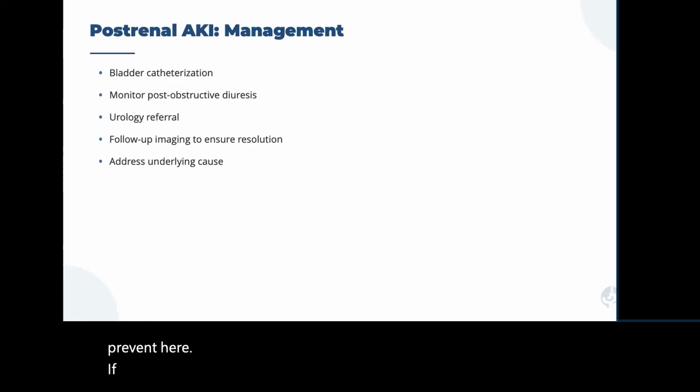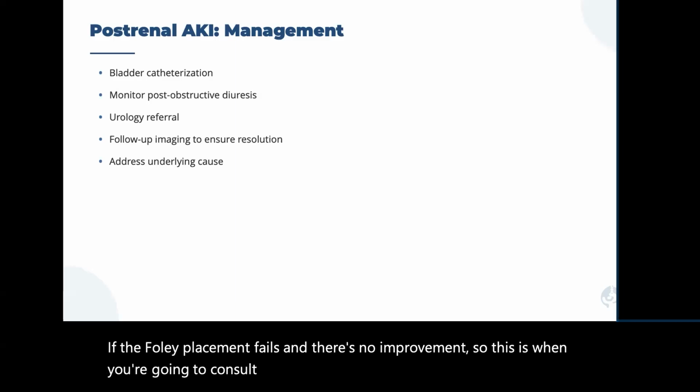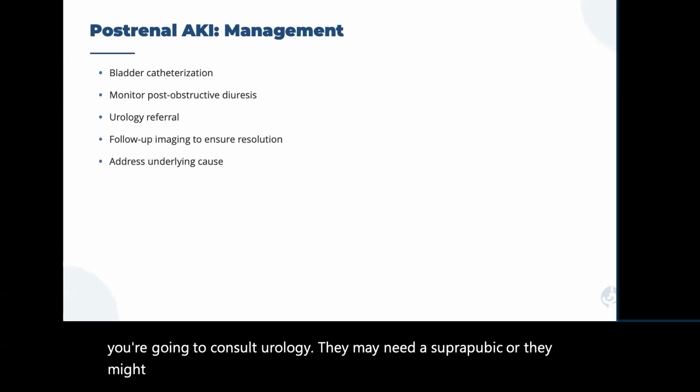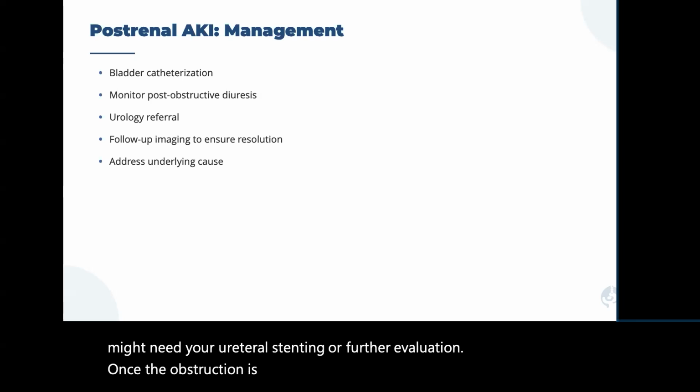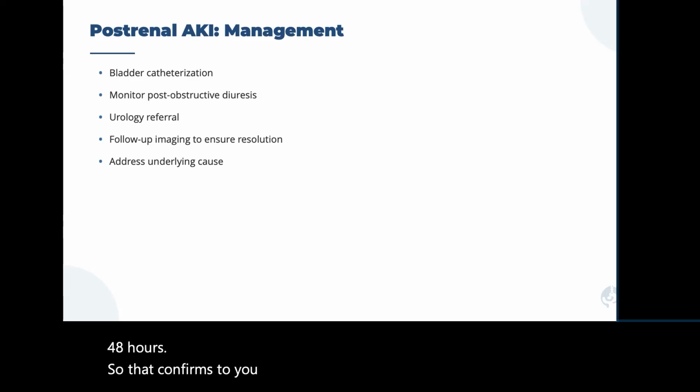If the Foley placement fails and there's no improvement, this is when you're going to consult urology. They may need a suprapubic tube or they might need ureteral stenting or further evaluation. Once the obstruction is relieved, the creatinine will often get better in 24 to 48 hours. So that confirms to you how reversible this is.